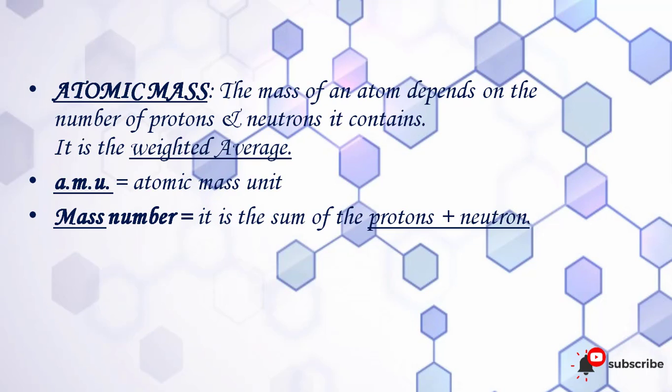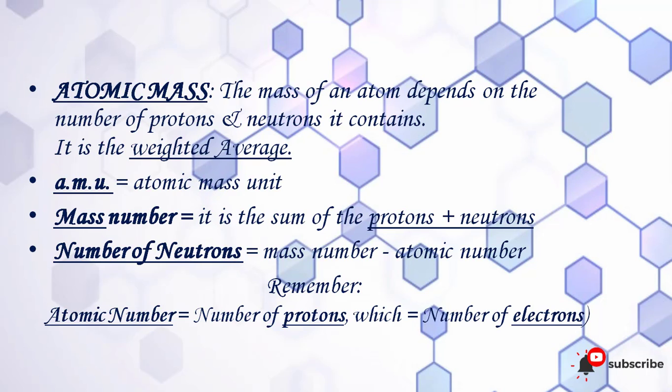Now there is a minor difference between atomic mass and mass number. The atomic mass is the mass of an atom, which depends on the number of protons and neutrons it contains; it is the weighted average and is represented in AMU, that is atomic mass unit. While the mass number is just a number: the sum of protons and neutrons, that is the number of particles present in the nucleus. So if we want to calculate the number of neutrons, we have to subtract the atomic number from the mass number. Remember that the atomic number is the number of protons, which is equal to the number of electrons in a neutral atom. So that was it.